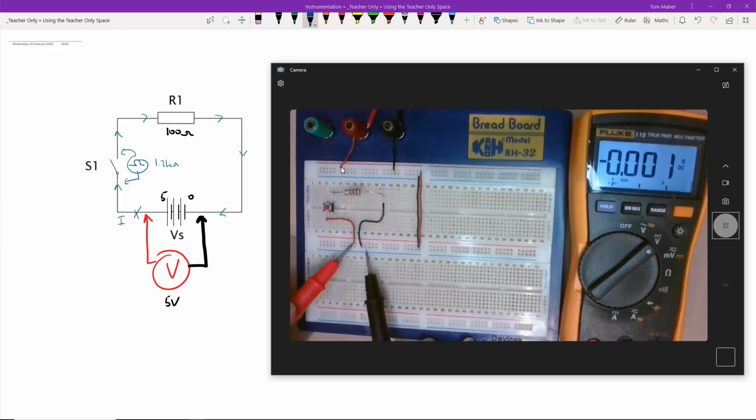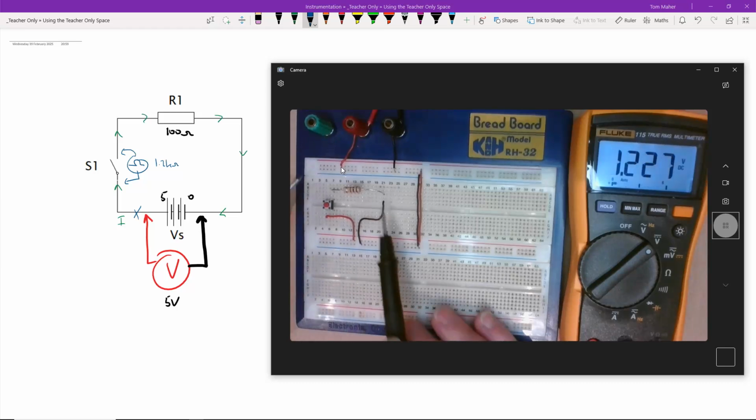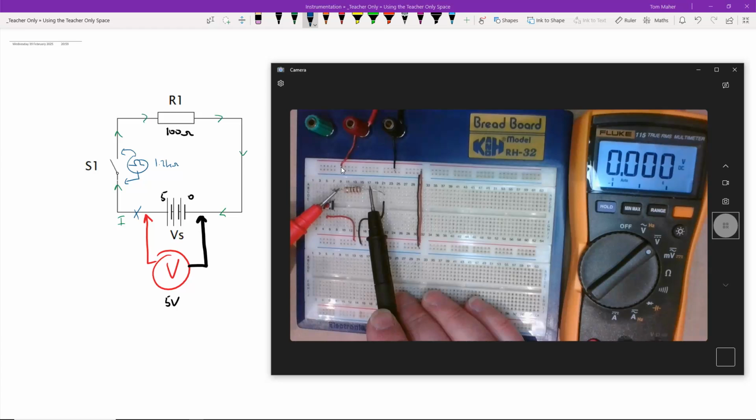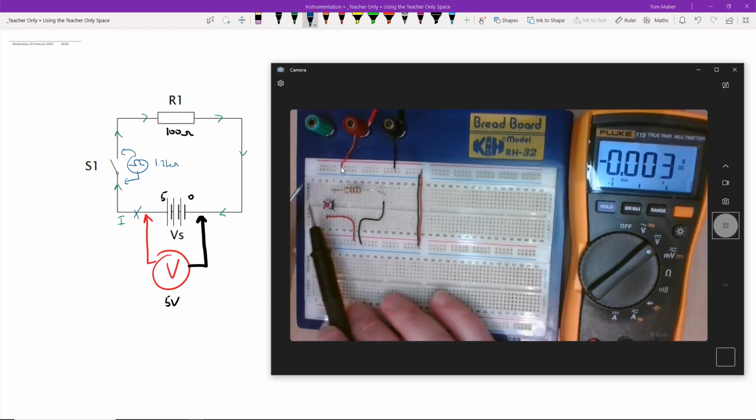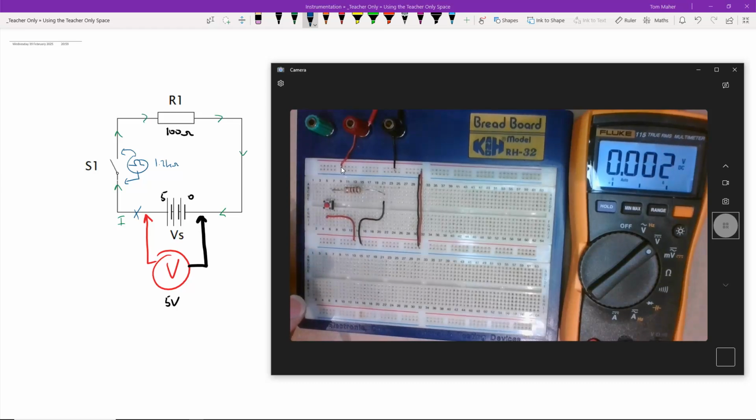So red lead to the red of the power supply, black lead to the black of the power supply, and you can see there we've got 5 volts, or very close to 5 volts. Okay. At the moment, if I measure the voltage across the resistor, I have 0 volts. That's because, as we can see here on the diagram, the switch is open.